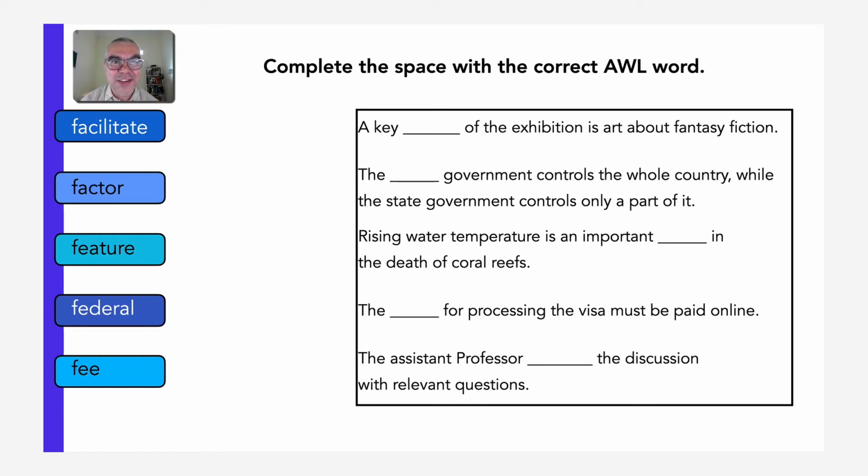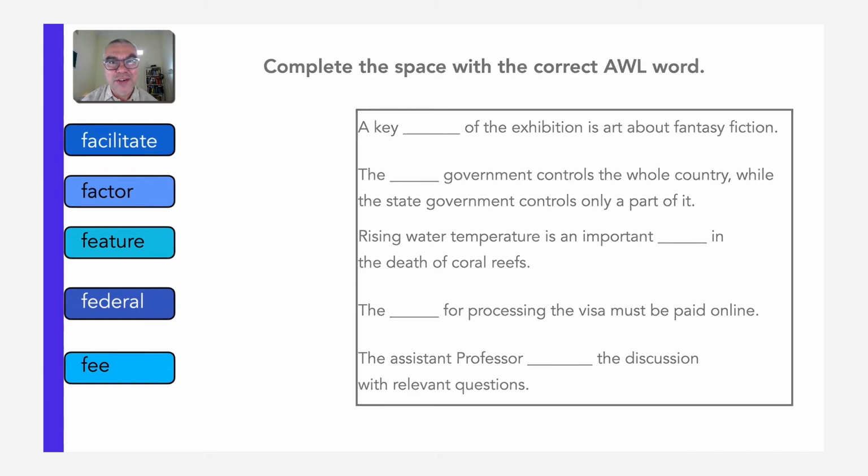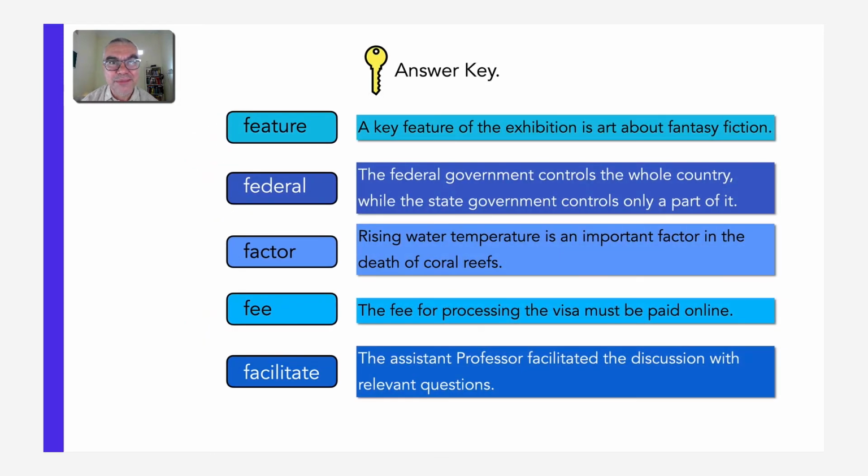Here we go then. This is the answer key to the first group of words in set 1. So the first one is feature. A key feature of the exhibition is art about fantasy fiction. Fantasy fiction, of course, is things like Lord of the Rings. Next is federal. The federal government controls the whole country, while the state government controls only a part of it.